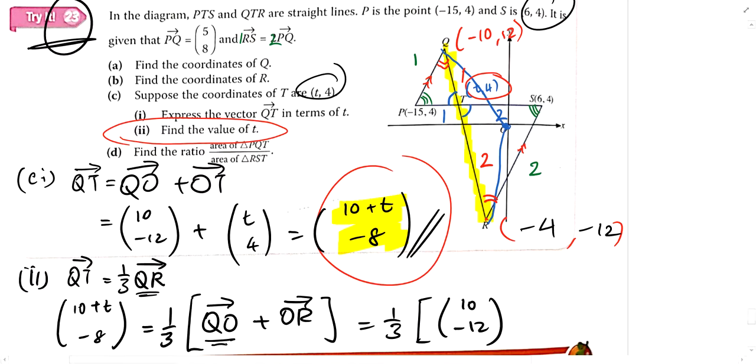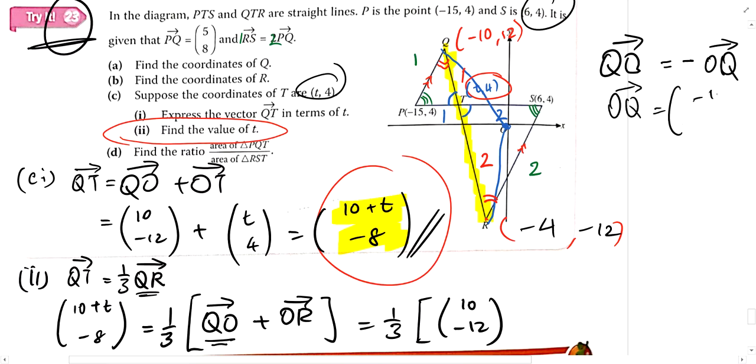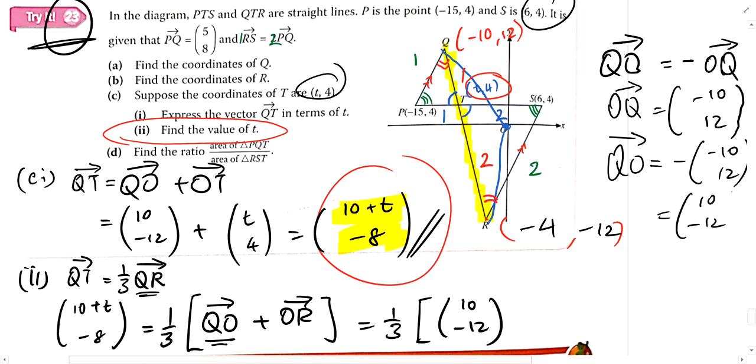How is it related to OQ? QO has a relationship with OQ. What is the relationship? Are they the same? Then how are they different? Put a negative sign, right? So if OQ is equal to negative 10, 12, which you agree with, then QO must therefore be 10, negative 12. Okay, so this is QO.